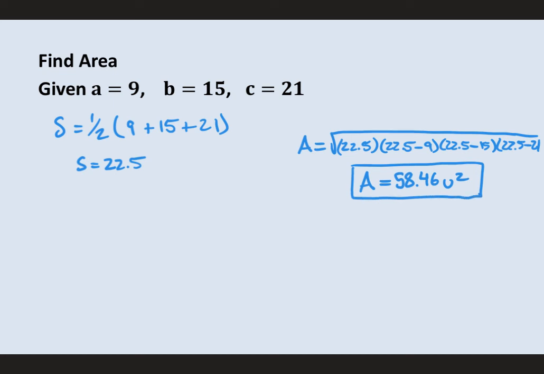All right, so it's an interesting area formula. It's a little bit different than any other area formula we've ever really seen, but it works just the same. You find that semiperimeter, you plug it into our formula, and it gives us the area of this specific triangle.